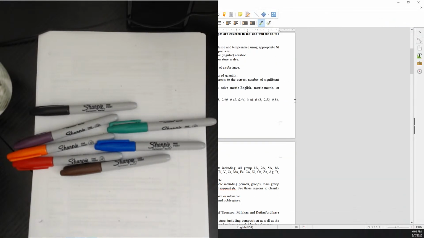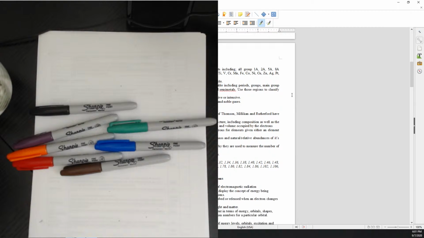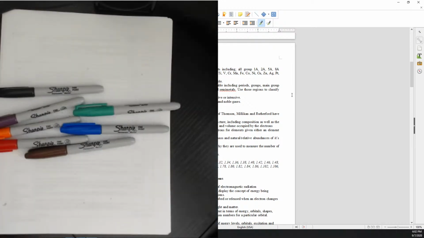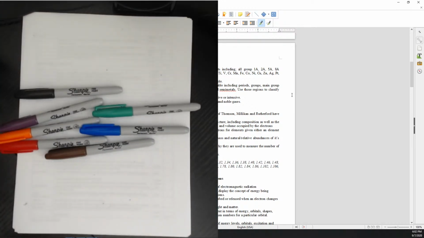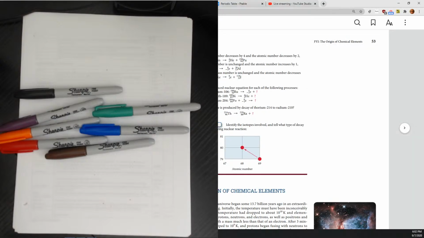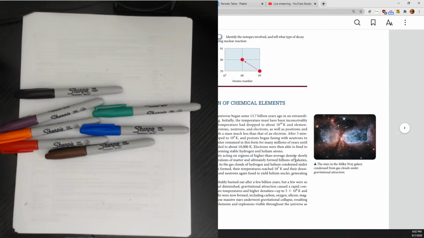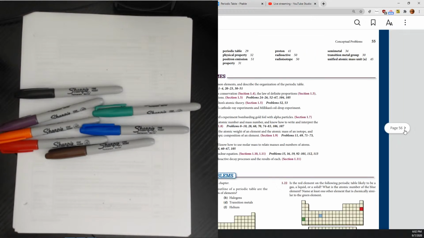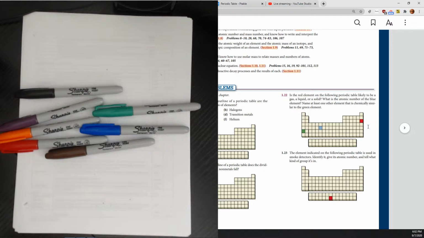All right, so chapter 1. Structure, stability of atoms. So this is just basic stuff. Protons, neutrons, electrons. Okay, so problem 20. Where on the following outline of the periodic table are the indicated elements or groups of elements?